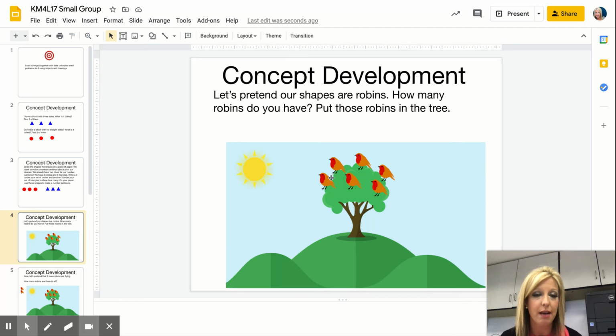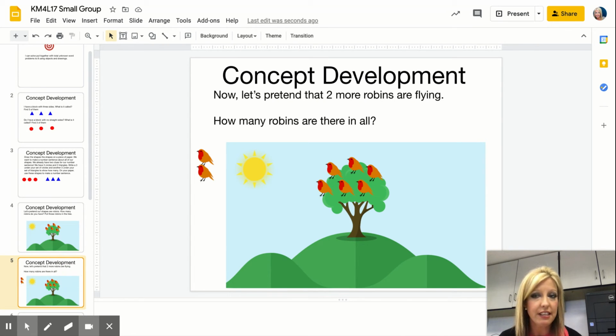Let's count them one more time. Go ahead and count with me. 1, 2, 3, 4, 5, 6. So we could think of these as our circles and these as our triangles. So what if it was a nice day outside and we wanted 2 more robins? There were 2 more robins just flying by.